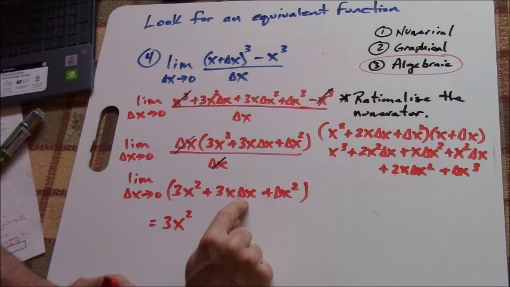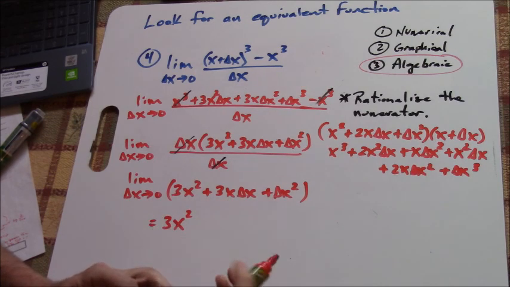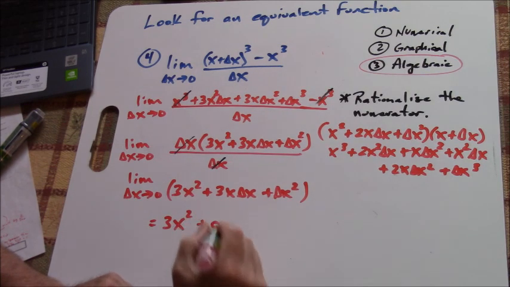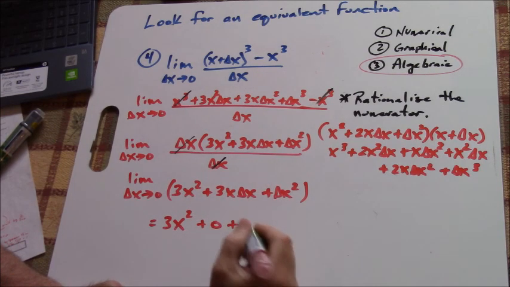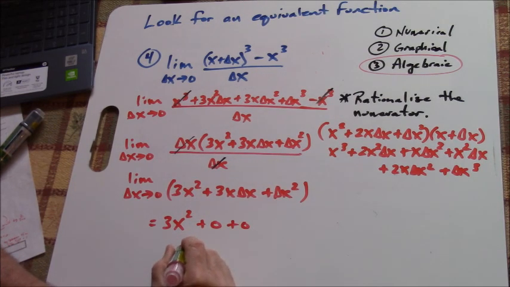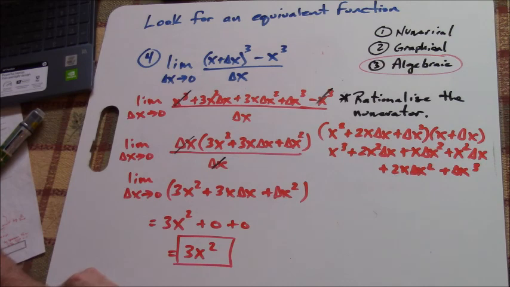I plug in a 0 here, 0 times anything is 0. And I'll plug in a 0 here and square it. 0 times 0 is 0. And so what I get is 3x squared. There's my answer.